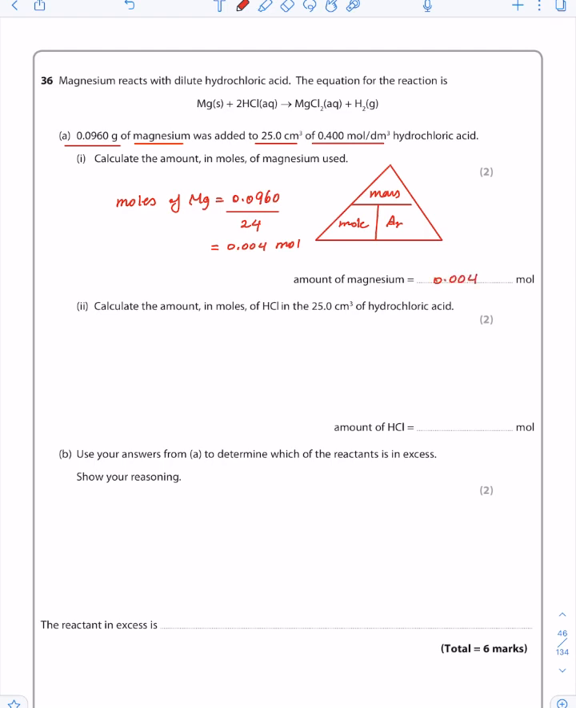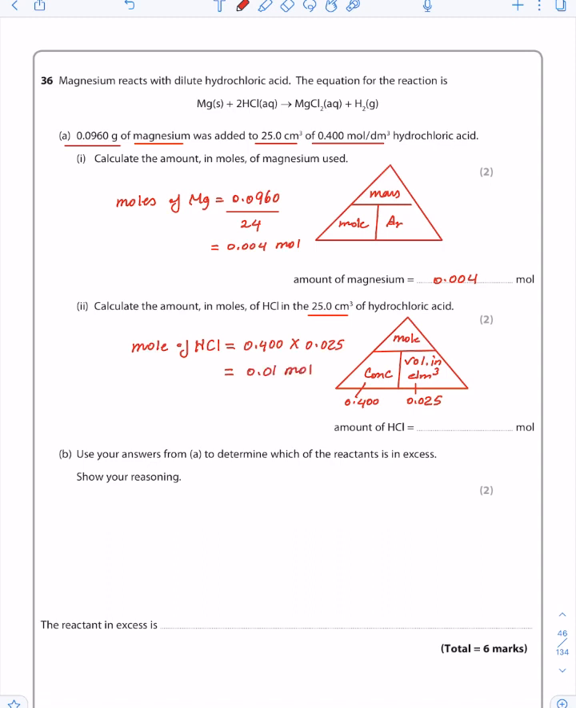Calculate the amount in moles of hydrochloric acid in the 25 cubic centimeter hydrochloric acid. طيب هنستخدم أنهي قانون؟ هنستخدم قانون المولز والconcentration اللي هو بيقول إن concentration is equal to moles over volume in cubic decimeter. طيب دلوقتي عشان نطلع المولز of hydrochloric acid هعمل concentration اللي هو مديوني في المسألة 0.400 times الفوليوم اللي مديوني 25 بس over 1000 يعني 0.025 يبقى هنا 0.400 times 0.025 يبقى 0.400 times 0.025 يطلع 0.01 mole.